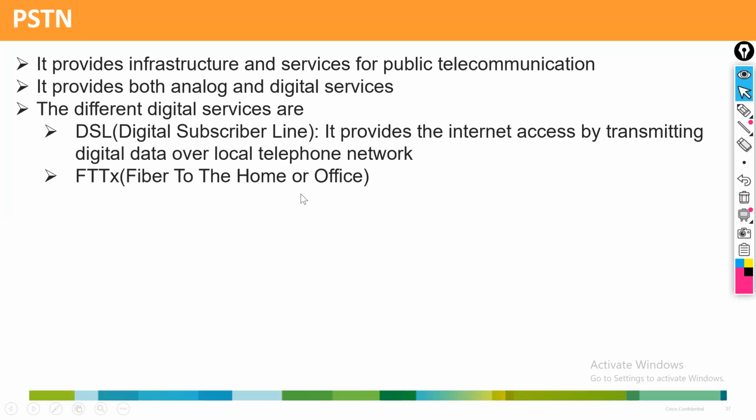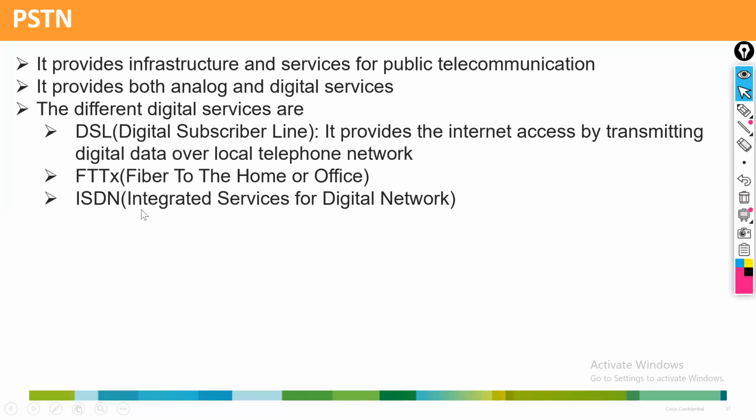After that, the latest we are using is FTTX, fiber to the home or office. For calls and internet, everywhere we are using a fiber connection. Then we have the ISDN connection. Your T1 and E1 come under the ISDN.